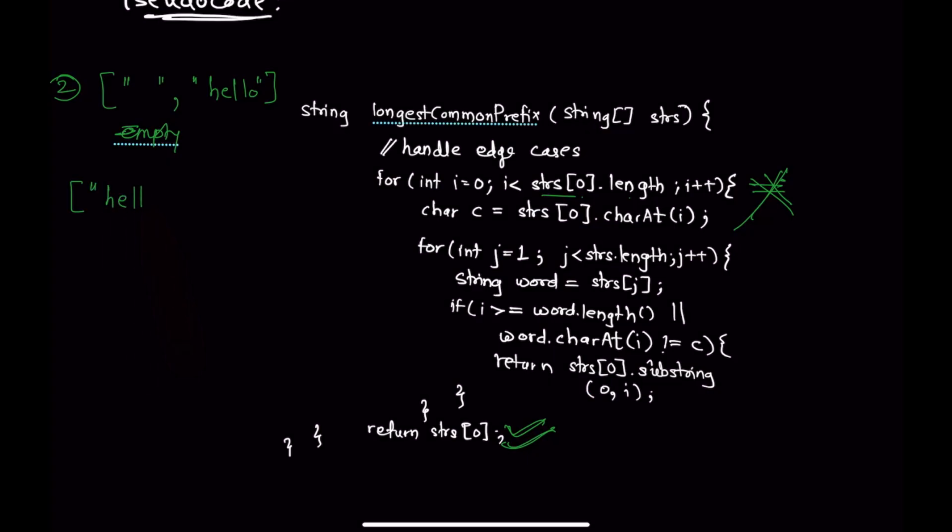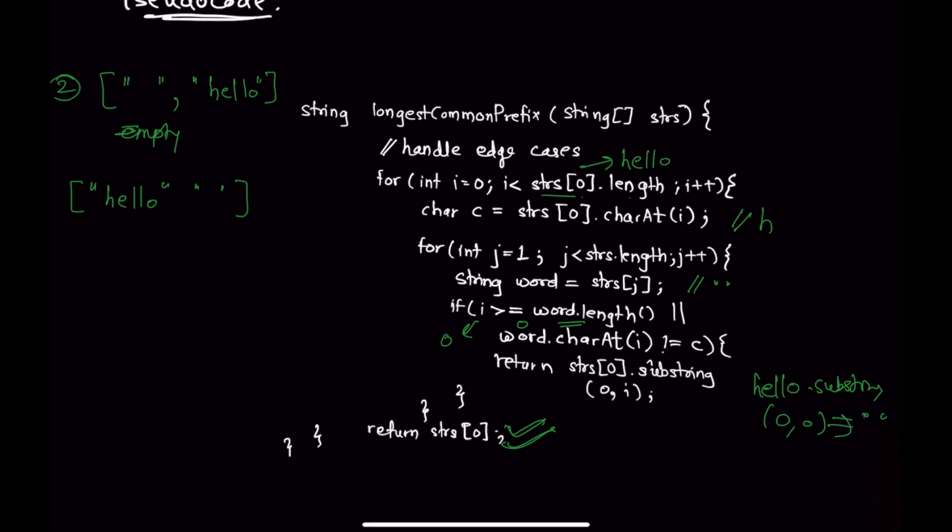What if this was vice versa, like hello comes first and then we have this empty string? What will happen in this case? The first word is hello. The first character is h. And now the second word will be an empty string here. My i is 0 in this case. What is my word.length? My word.length is 0 here as well. Is i greater than or equal to word.length, 0? Then strs[0].substring(0, i). What will it return? strs[0] is hello, substring of 0 comma 0. It will return an empty string. So this test case is also handled by our code.